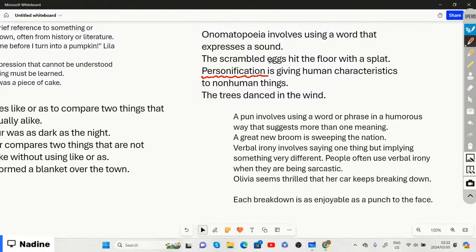All right. And we said that verbal irony involves saying one thing but implying something different, right? So people often use verbal irony when they're being sarcastic. But each breakdown is as enjoyable as a punch to the face.